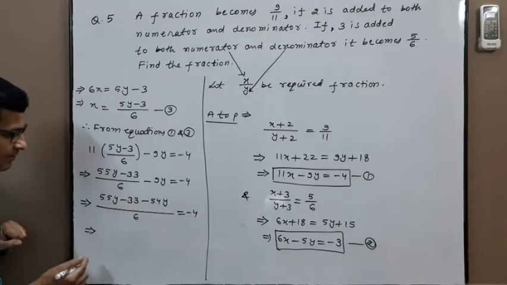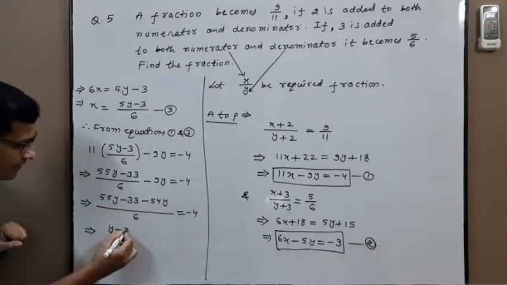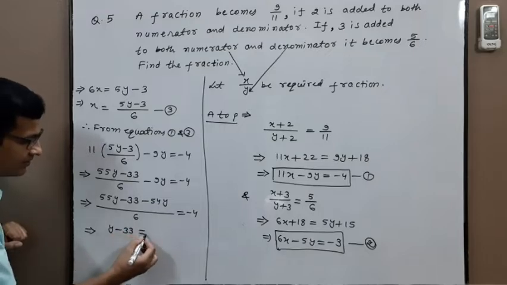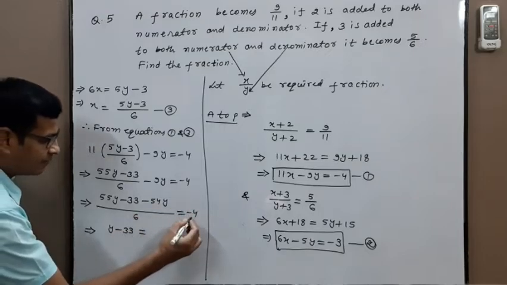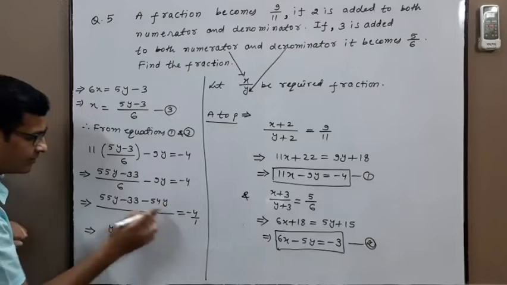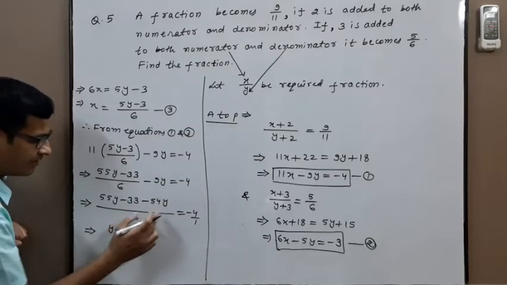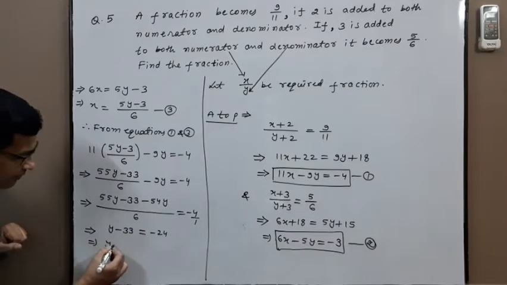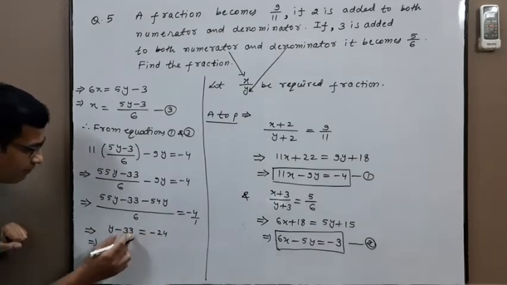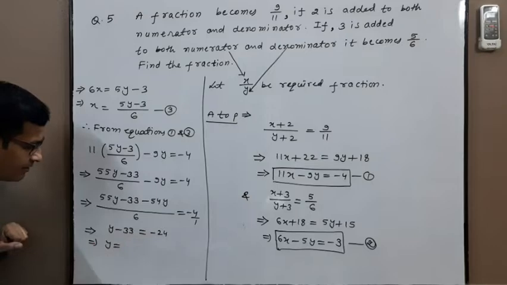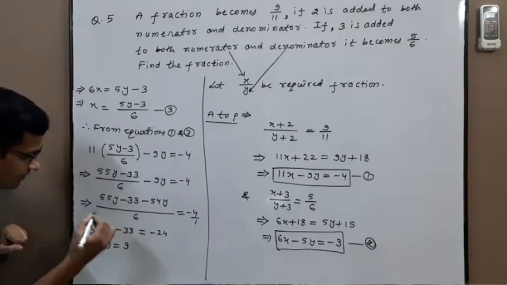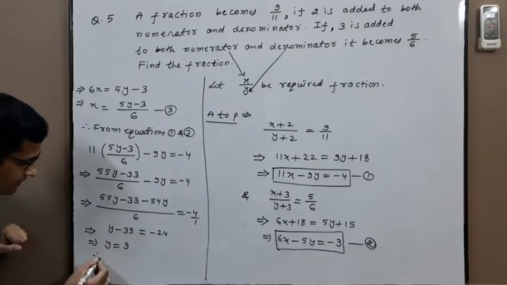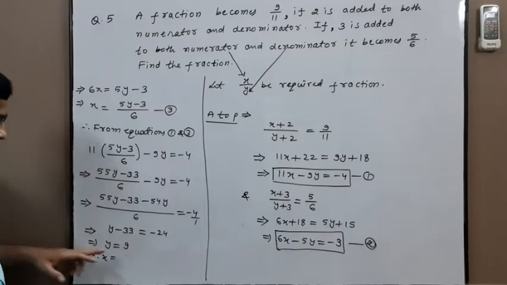55y minus 54y, so y minus 33 is equal to, cross multiply, 6 into minus 4, that is minus 24. So the value of y is equal to minus 24 plus 33, that is 33 minus 24, 9.